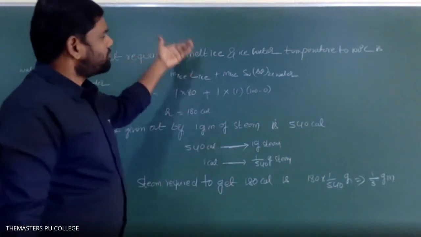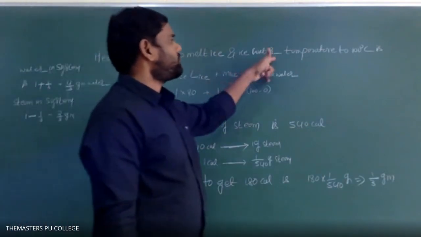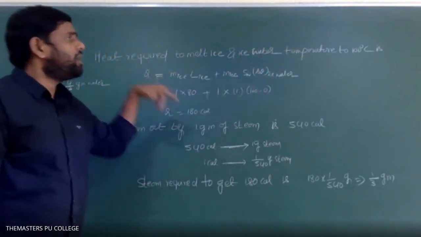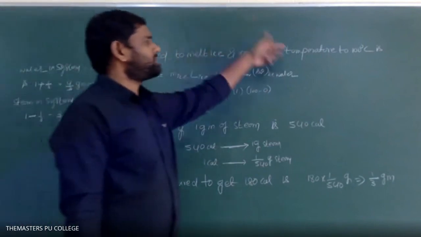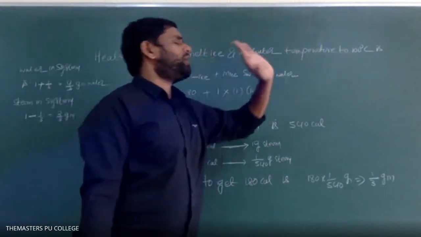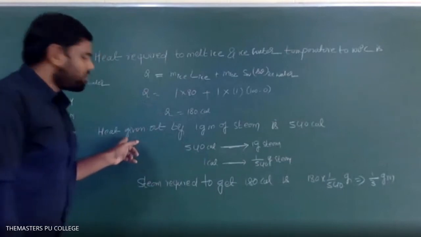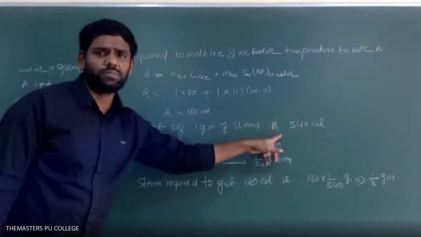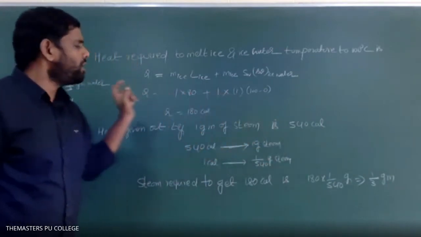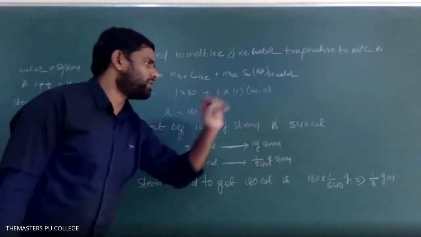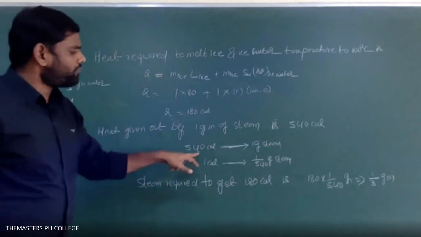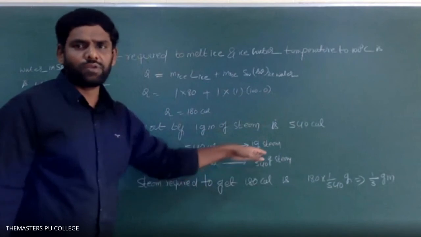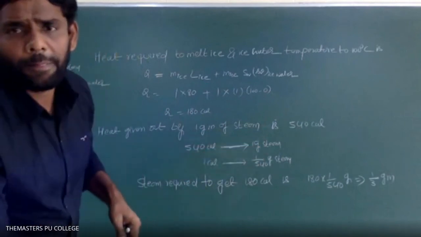Heat required to melt the ice and raise the melted ice water temperature to 100 degrees centigrade: we need 180 calorie to melt the ice and to raise this melted ice water to 100 degrees centigrade. Fine. So what is the heat given out by 1 gram of steam? We know that 540 calorie of heat is given by 1 gram of steam. Just a moment.